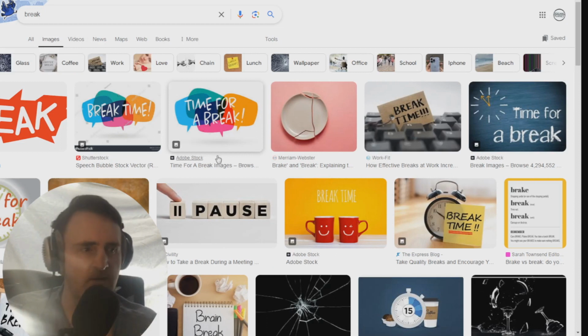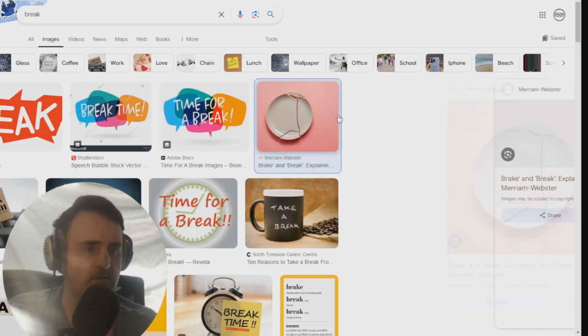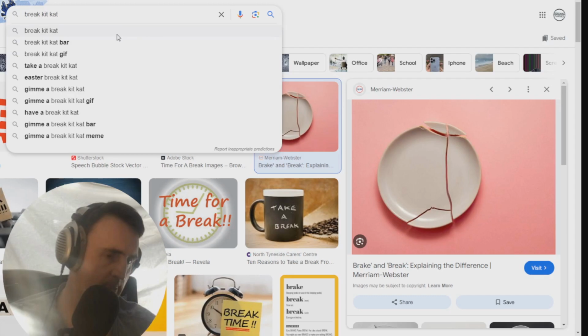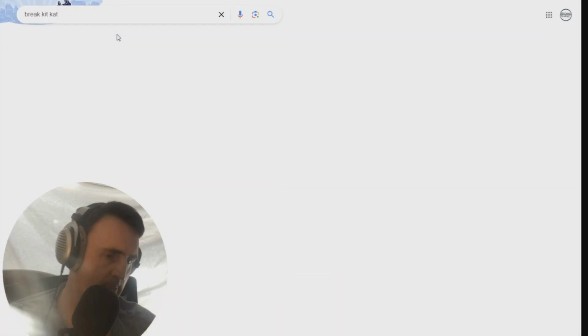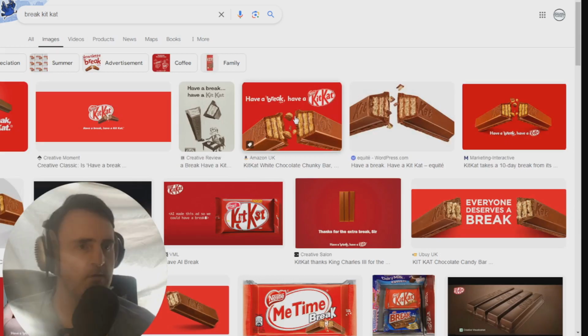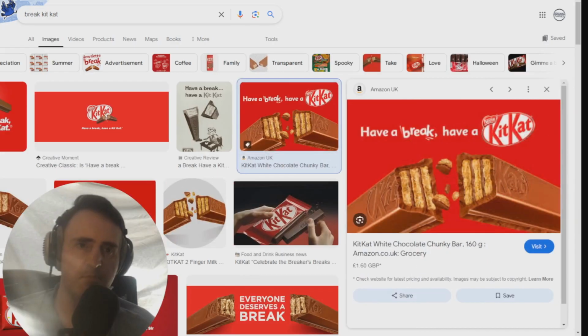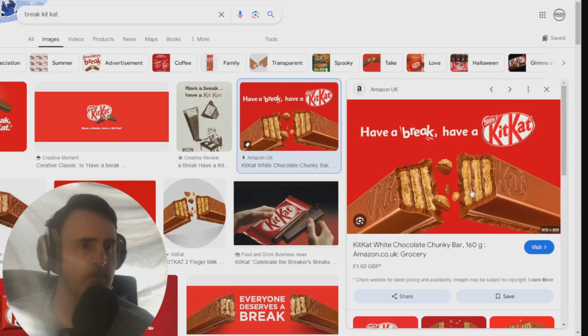Then we have break. So this plate is broken. So you can say, be careful, it might break. And then it breaks. Another type of break is stopping and having a rest. Now here in the UK, the biscuit Kit Kat, which I know you all know, it has a slogan. It says, have a break, have a Kit Kat. So stop what you're doing and relax and have a Kit Kat.